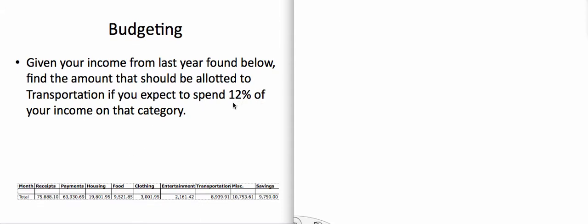If you roughly say you want to spend only 12% of your income on transportation, because some people are weird like that and say, I only want to spend a certain percentage of my income on certain amounts, then you're going to take your receipts, $75,888.10. We're going to multiply that by the percentage that we're given as a decimal, so 0.12.